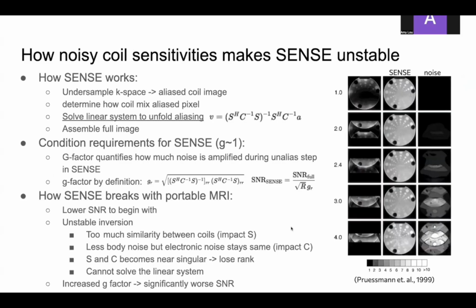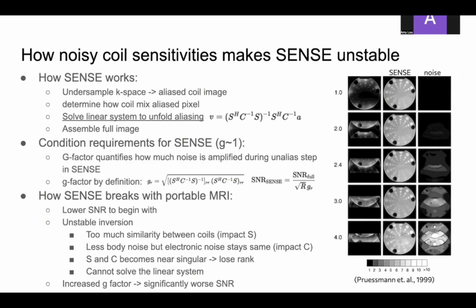SENSE fundamentally depends on solving a linear system that uses coil sensitivities to unfold aliased pixels. If that system is well conditioned, we can invert the matrix and recover the unaliased images. But when the matrix becomes nearly singular, as happens in portable MRI due to low SNR, highly similar coils, and unstable noise covariance, you simply cannot invert it. That's what makes SENSE unstable. The inversion step amplifies noise dramatically.